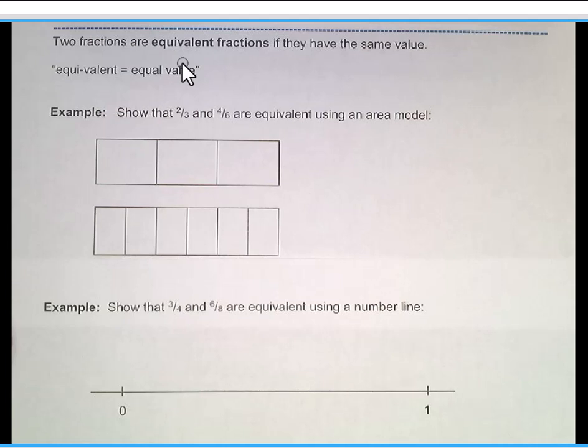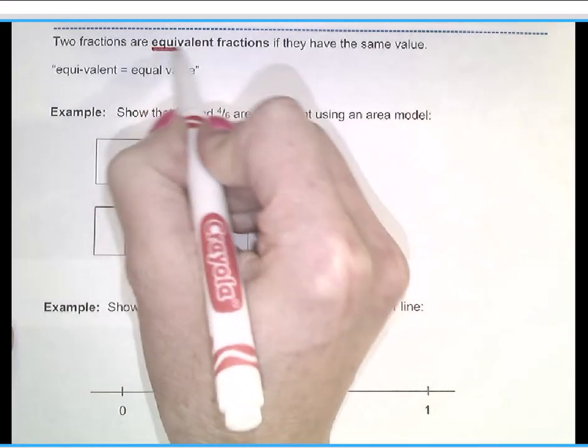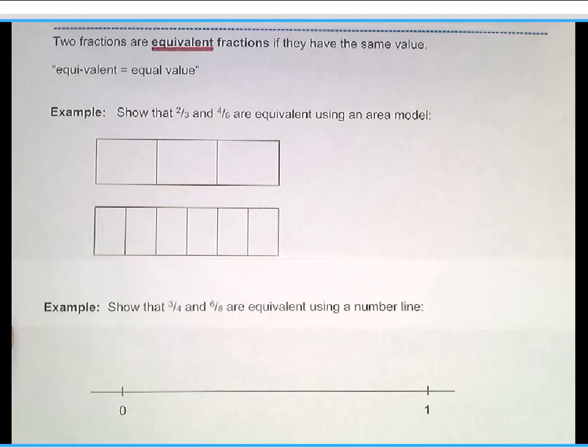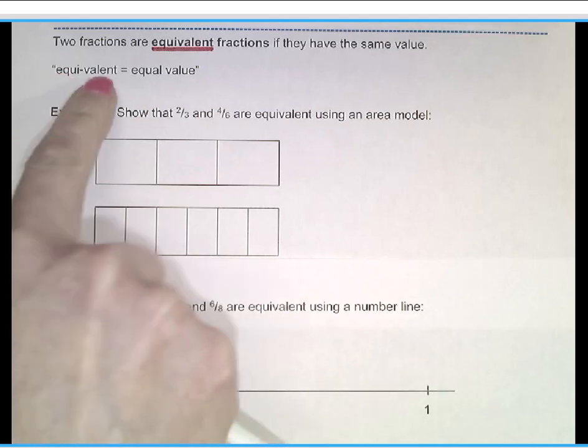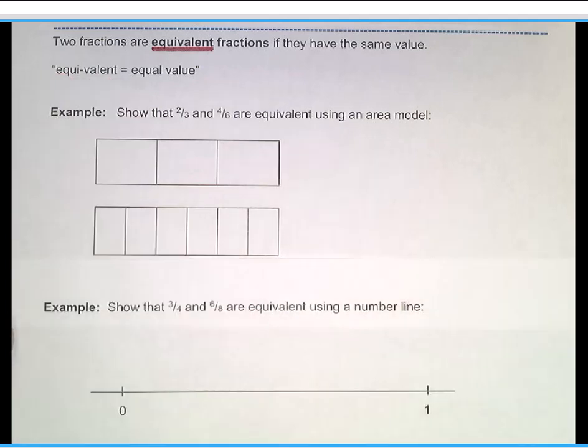So two fractions are considered to be equivalent fractions if they have the same value. If you break down the word itself, equivalent literally means equal value. That's what equivalent means. So we've got two examples to show you. Show that 2/3 and 4/6 are equivalent using an area model.